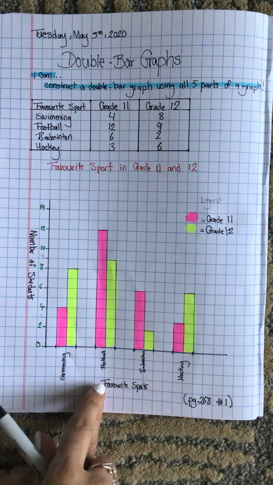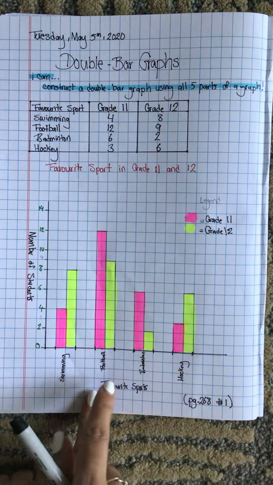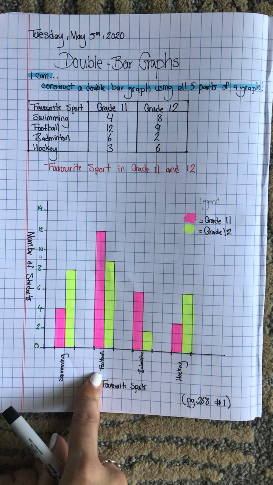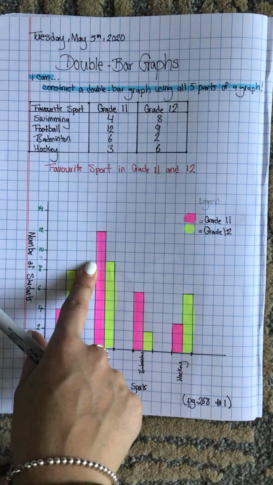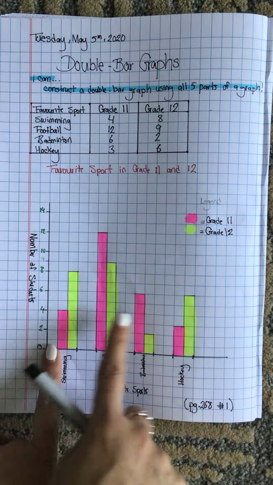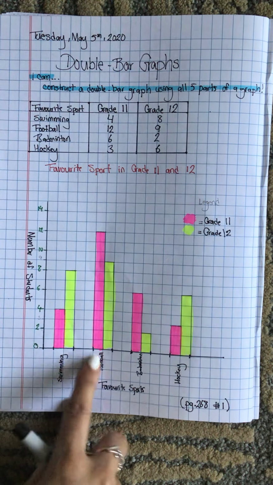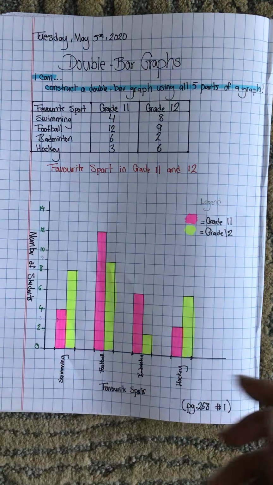Now, you can also make another interpretation and say football is a sport that's liked the most with grade 11s and grade 12s because the pink bar is the highest for football and yellow is also the highest for football. So that's two conclusions, right? That football has the most amount of students, but also that football for grade 11 and 12 is the most favorite. That's two interpretations. What's another one?